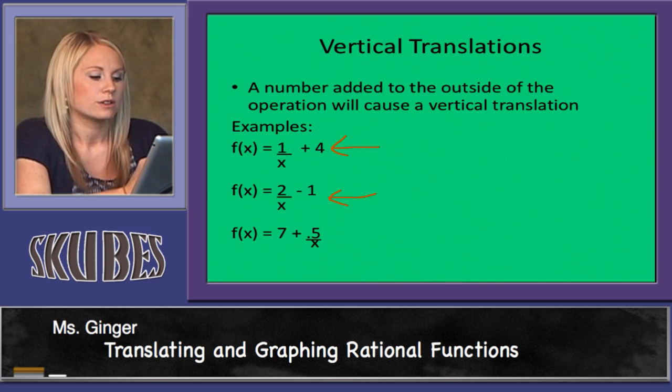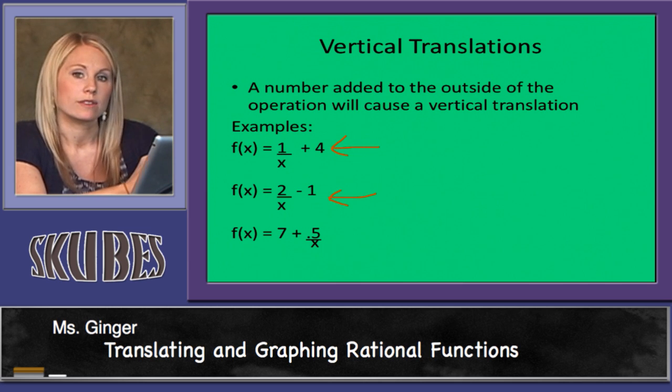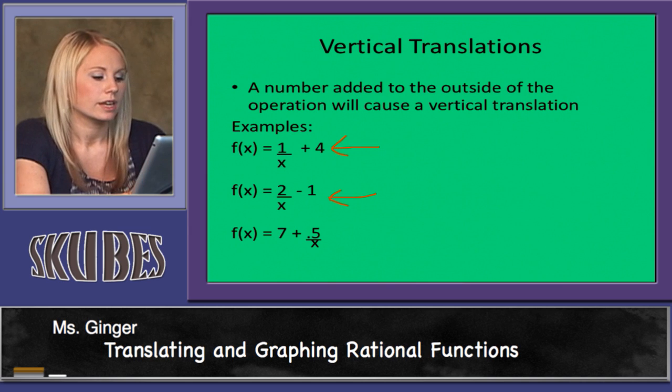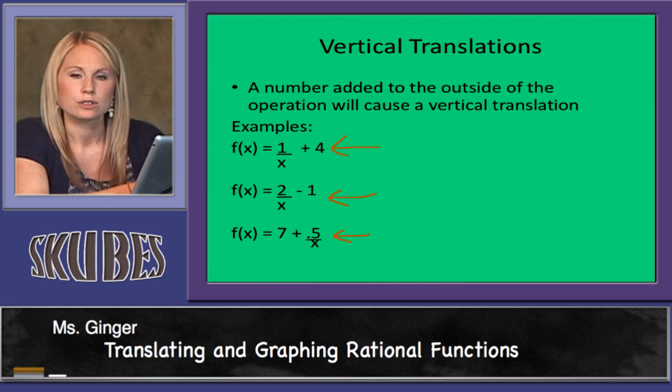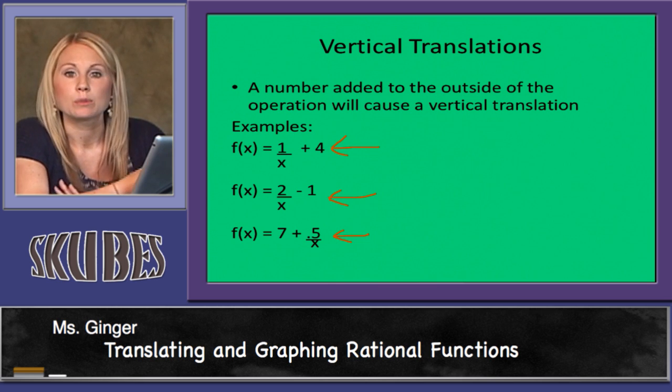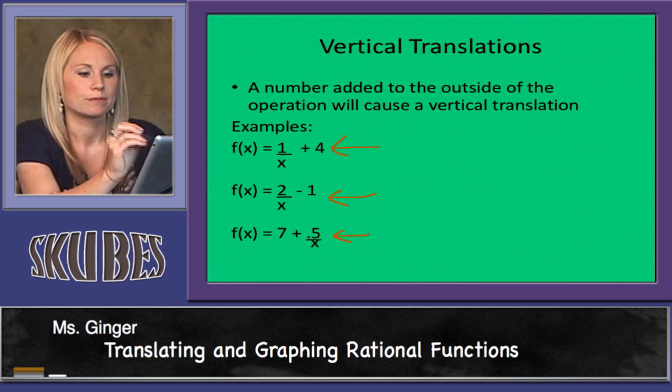All right, so this middle one here is going to be another example of a vertical move, and this time it's moving the picture down because we have a minus 1 on the outside. This one here is a little bit sneaky. The number is on the outside that's being added, but they've placed the number first. It doesn't matter as long as it's added or subtracted on the outside somewhere, then that is going to cause a vertical translation. This one is up because it's a value of 7 being added to our function.